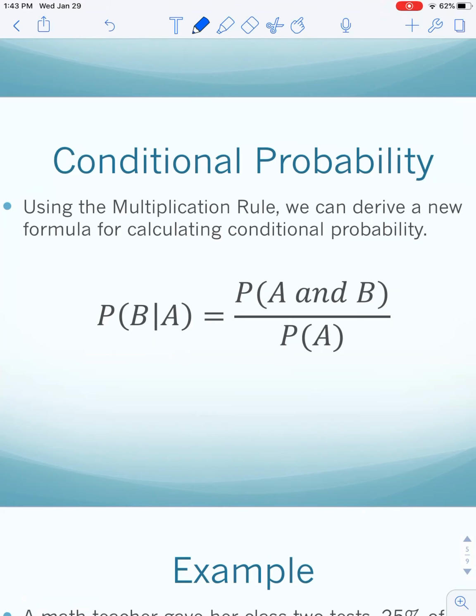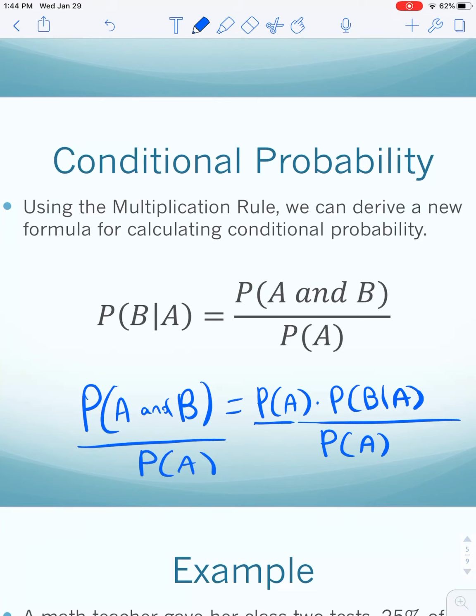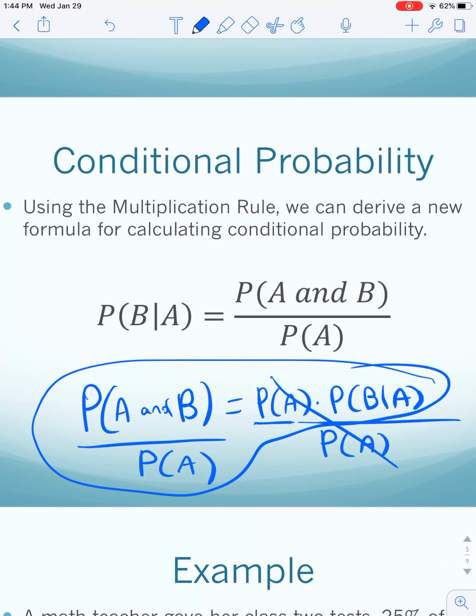This is the second one. Okay? And this actually comes from the multiplication rule. I'm just going to write this down here so you can see it. The probability of A and B equals the probability of A times the probability of B given that A has occurred. That's the formula we learned in lesson 3. Well, if you just divide both sides by probability of A, then you get this formula up here. It's just written backwards.